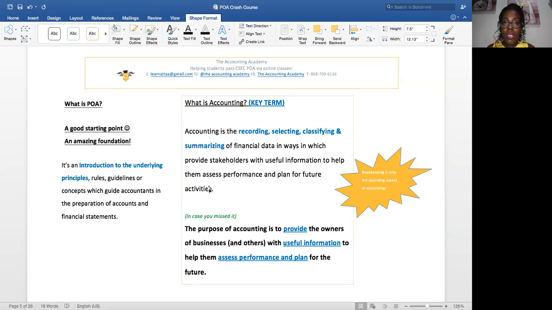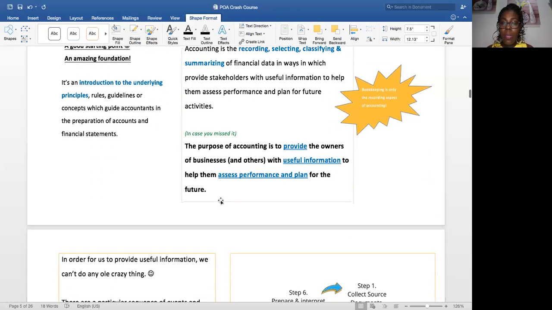What is accounting? Accounting is the recording, selecting, classifying, and summarizing of financial data in ways which provide stakeholders with useful information to help them assess performance and plan for future activities. Now they ask this a lot in multiple choice. They will give you a few different options and ask you to choose which one is the right definition for accounting, right? So don't sleep on this.